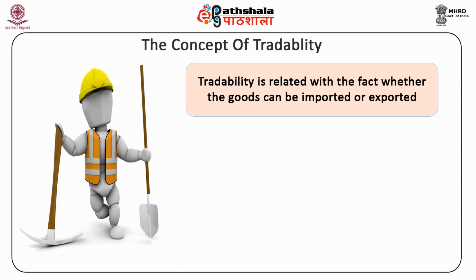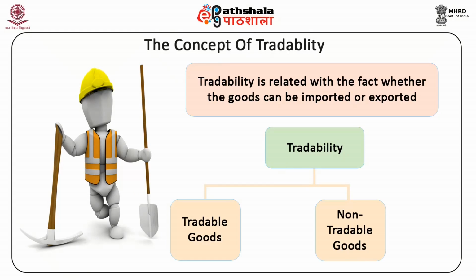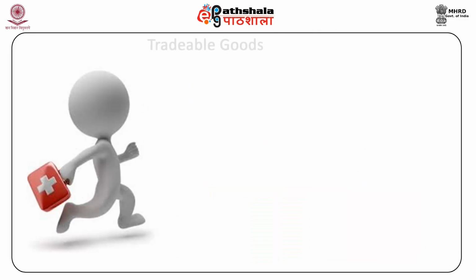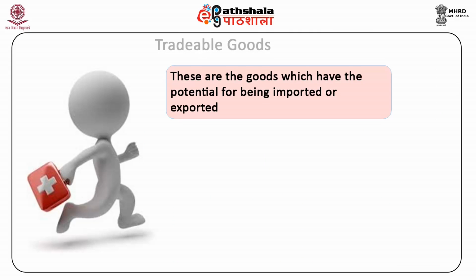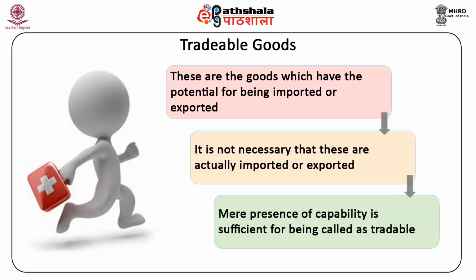There are three main categories on the basis of tradability, that is, tradable and non-tradable goods, traded and non-traded goods. Tradable goods. These are the goods which have the potential for being imported or exported. It is not necessary that these are actually imported or exported. Mere presence of capability is sufficient for being called tradable.